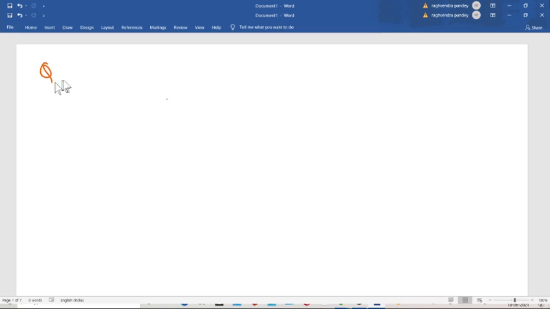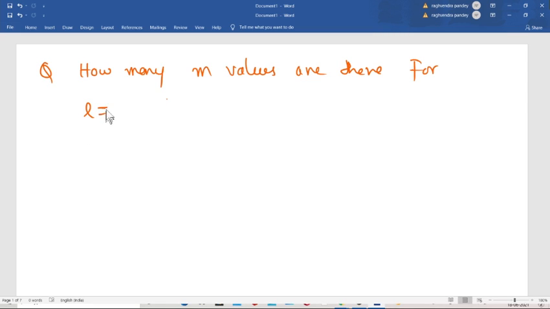Now, let's take some questions. How many m values are there for L is equal to 10? In 1 minute, you have to solve this. Please solve this.